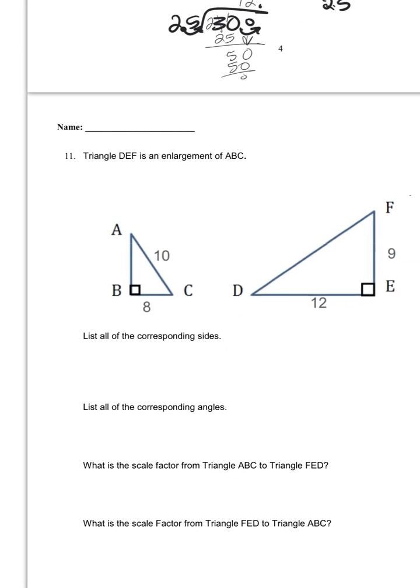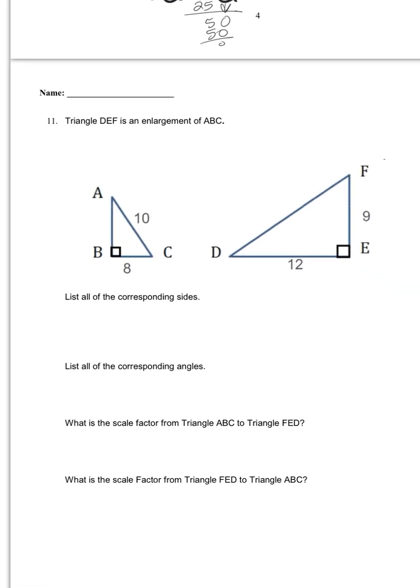Moving on to question number 11. Triangle DEF is an enlargement of ABC. I'm going to grab my highlighters again, and I'm going to start highlighting my corresponding sides. All right, so I'm going to go AB as red is corresponding to FE. BC is corresponding to DE. And then last but not least, AC is corresponding to DF or FD.